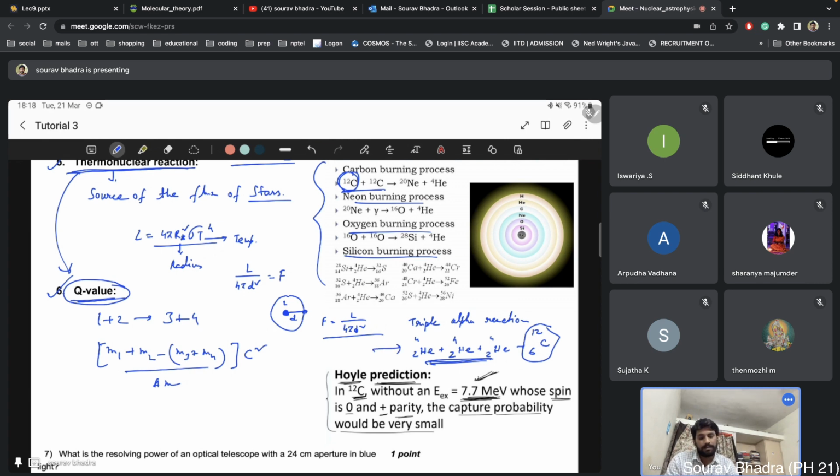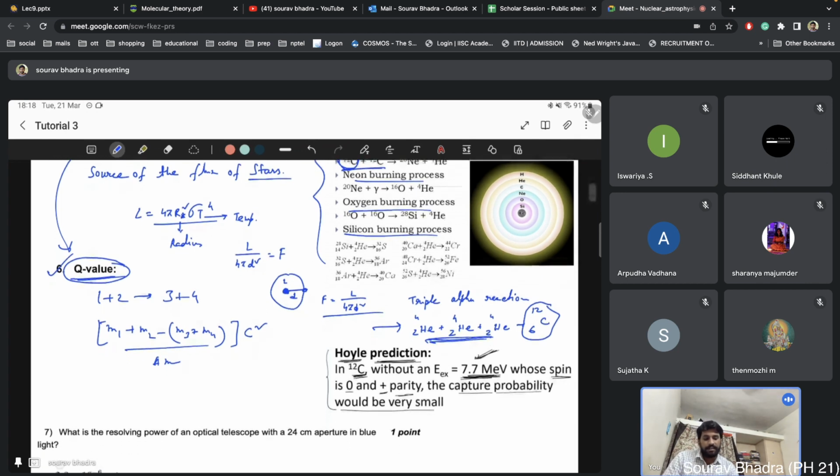In that context, Hoyle predicted that in 12C there must be an energy level at 7.7 MeV. This particular thing I have directly taken as a screenshot from sir's coaching class. So if your carbon 12 has an energy level at 7.7 MeV, and some other constraints, that it should have spin 0 and positive parity.